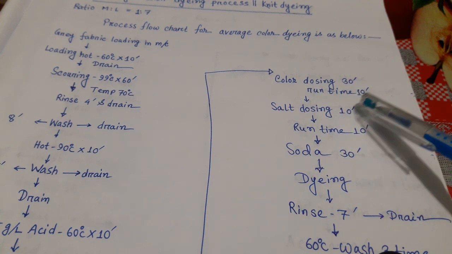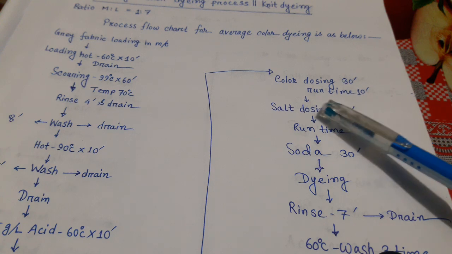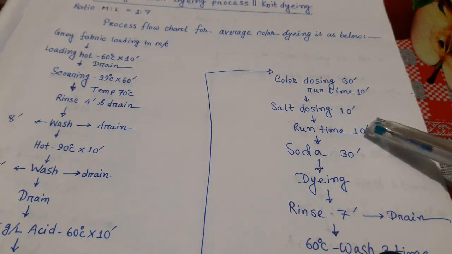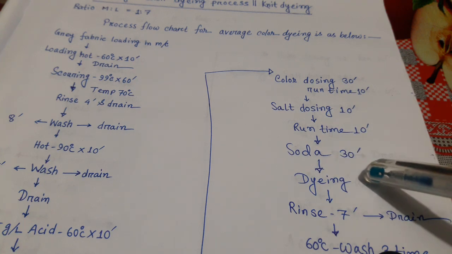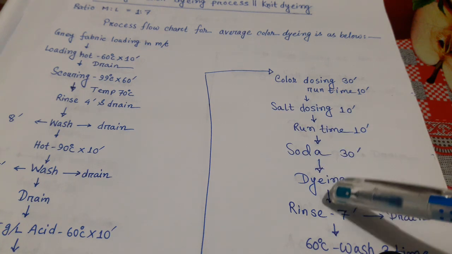After that, salt dosing in 10 minutes. This is an average color, so we are using salt in 10 minutes. Run time is 10 minutes. Soda dosing 30 minutes. Soda needs to be dosed always.